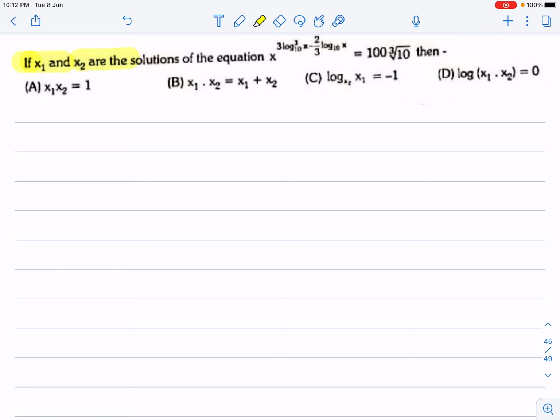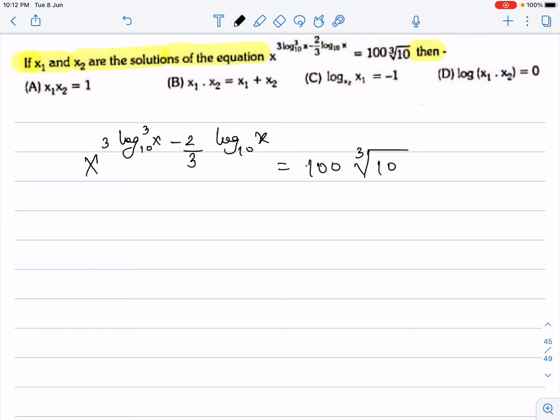If x1 and x2 are the solutions of the equation, then they are asking for the relationship between x1 and x2. Whenever we have a log in the power of x, we have to take log on both sides. So what is the equation given to you? x to the power 3 (log x base 10)^2 minus 2 by 3 log of x base 10 is equal to 100 multiplied by cube root of 10.